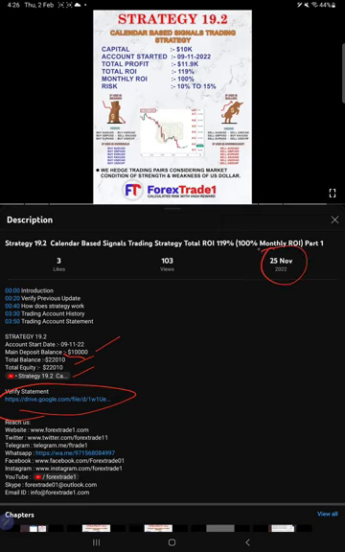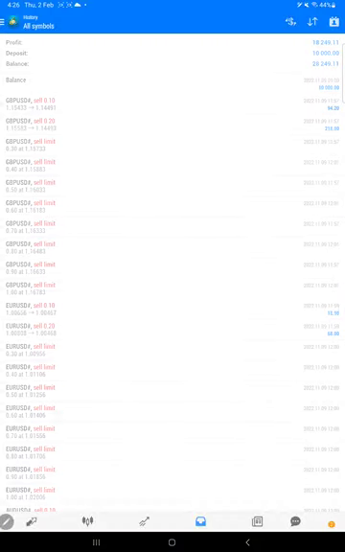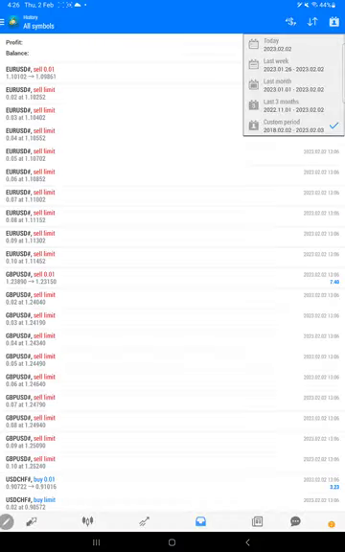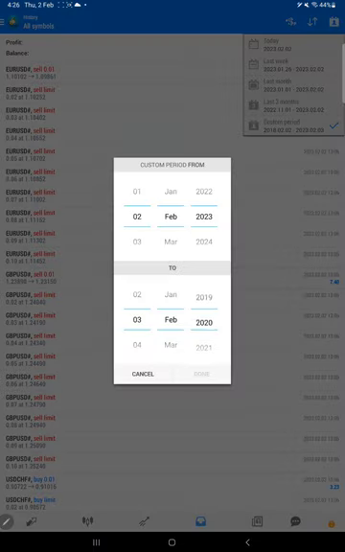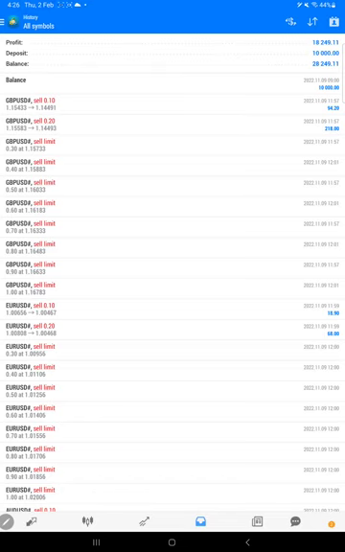In the previous video we created on 25th of November 2022, and here is the MT4 terminal of this account. Here you see $10,000, started with $10,000 on 9th of November, and it started trading from then on, and so far $18,249 profit.